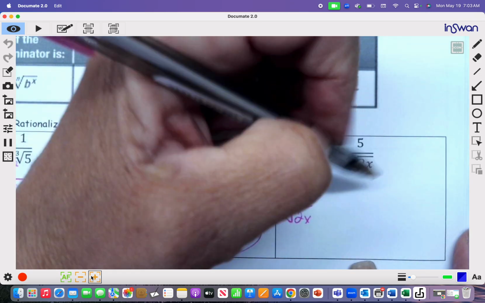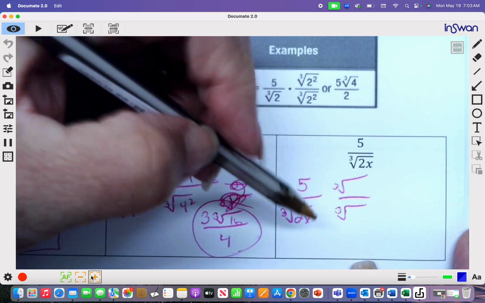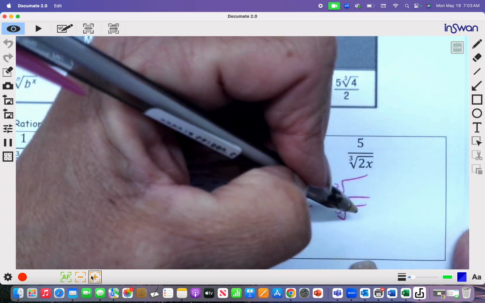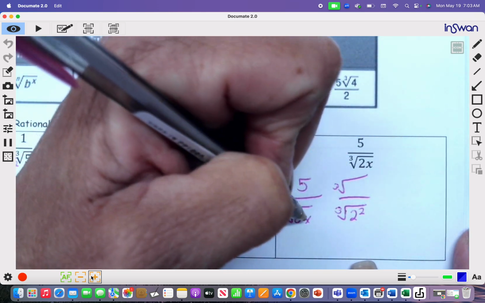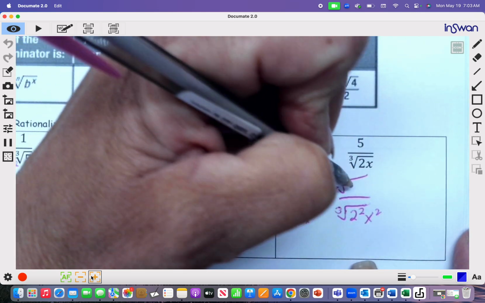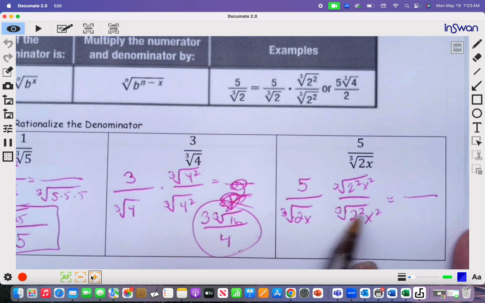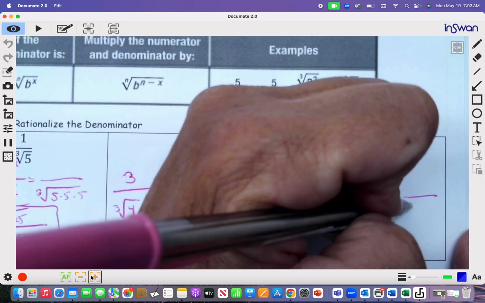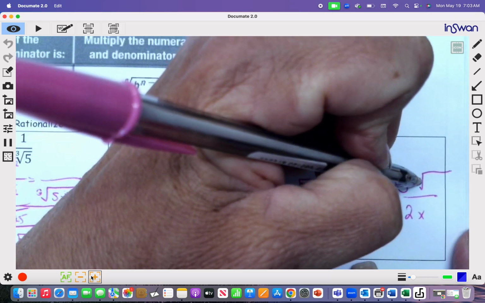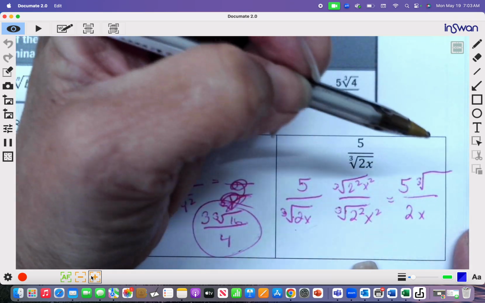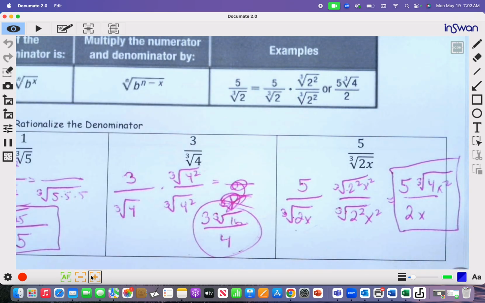And then we're basically doing the same thing on this one. I'm going to multiply by the cube root of, so I have one 2 here, so I need to have 2 more to get 3 altogether, so 2 squared. Same thing here, I have 1 x, so I need this to be x squared. So on the bottom, I'm left with just a single copy of whatever's underneath my radical, so 2x. On the top, I have 5 cube root of 4x squared. And the 4 came from here, 2 squared.